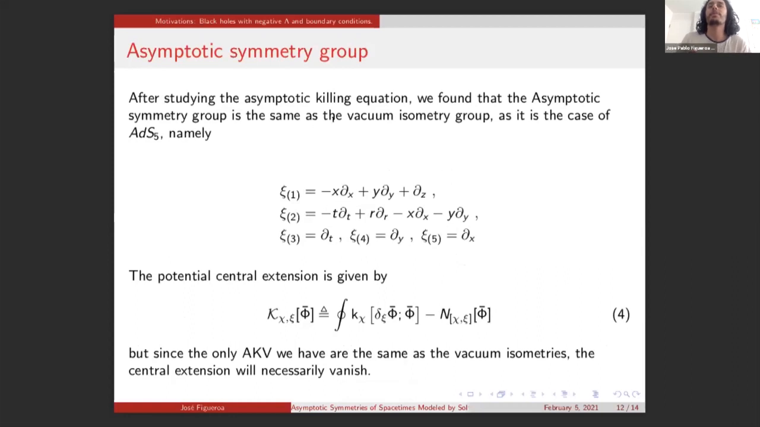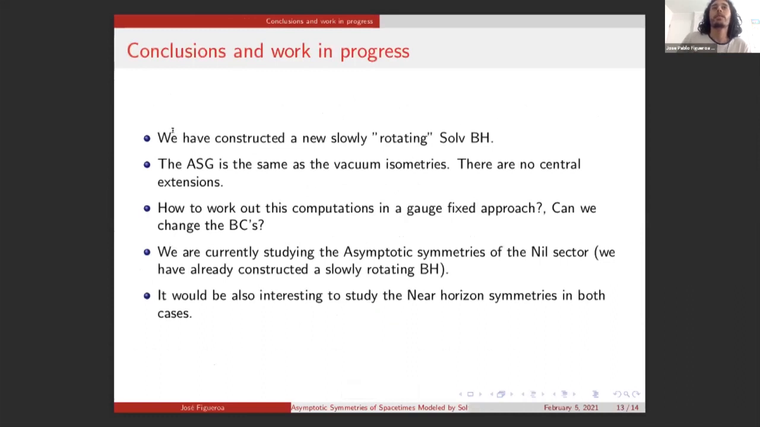Well, after studying the asymptotic Killing equation, we found that the asymptotic symmetry group is the same as the vacuum isometry group, sadly, as is the case for AdS5, for example. And the potential central extension is given by this expression, but since the only asymptotic Killing vectors we have are the same as the vacuum isometries, the central extension will necessarily vanish because this term would be 0. So that is sadly a plus. The conclusions are that we have constructed a new slowly rotating black hole. The asymptotic symmetry group is the same as the vacuum isometries, and there is no central extension.